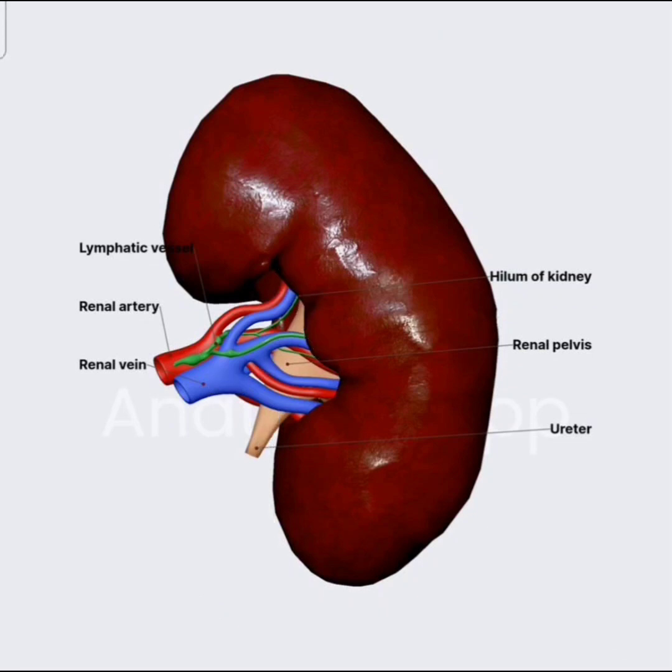And let's talk about the measurements. The kidney measures 11 cm in length, 5 to 6 cm in width, and then 3 cm in thickness.